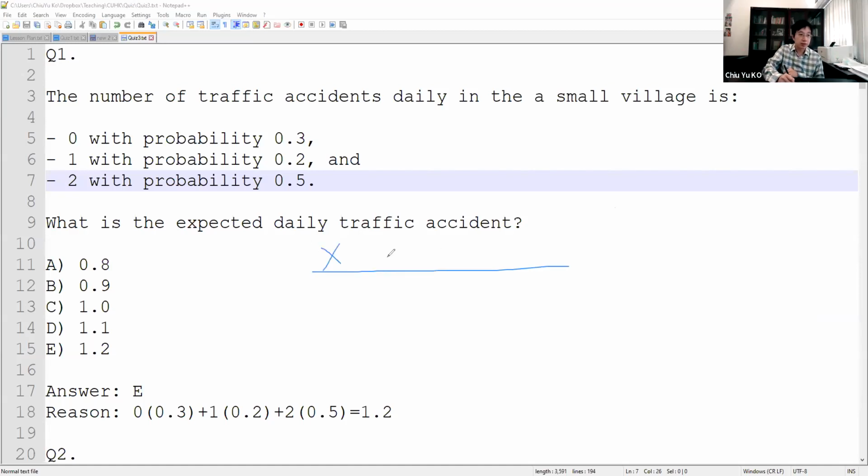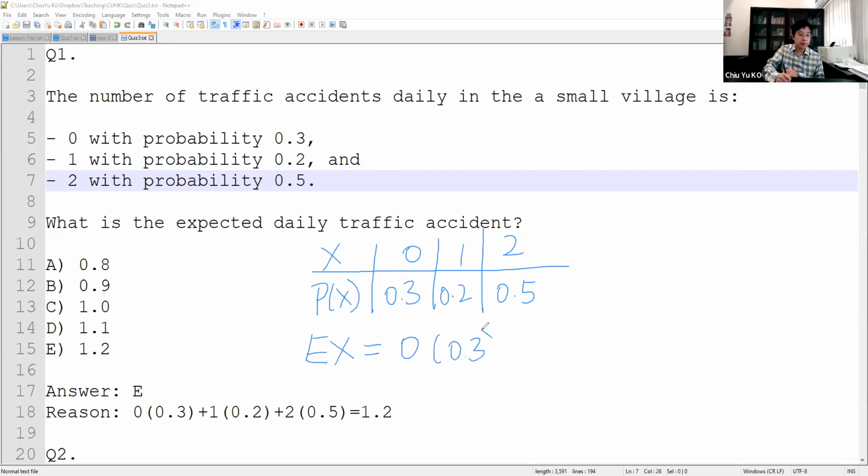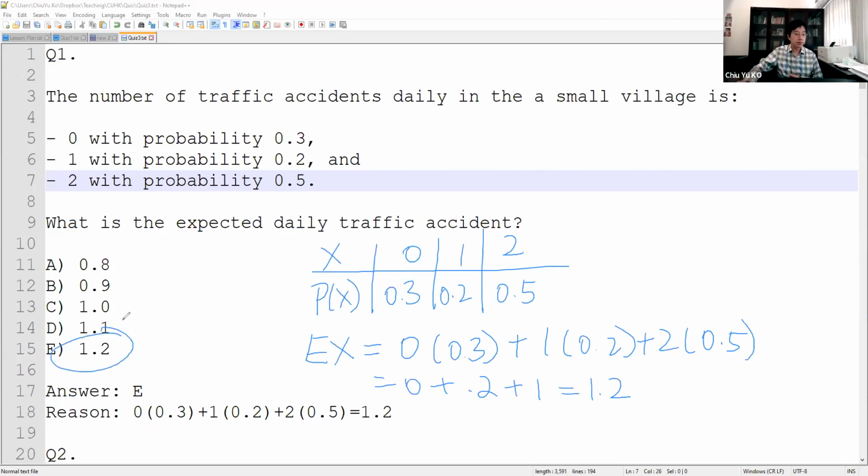So here we have X, right? We have 0, 1, and 2, and the probabilities of X are 0.3, 0.2, 0.5. So what is the expected value of X? It would be the value of X multiplied by its probability: 0 times 0.3, plus 1 times 0.2, plus 2 times 0.5. This is 0, this is 0.2, this is 1, so it's 1.2. So the answer is E. I hope that is not a problem for this one. Is it okay for the first question?